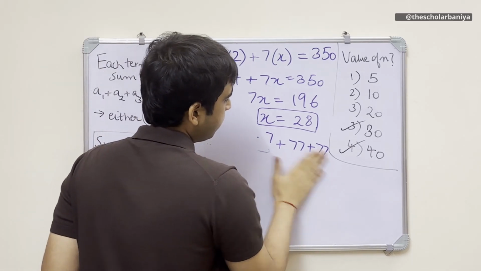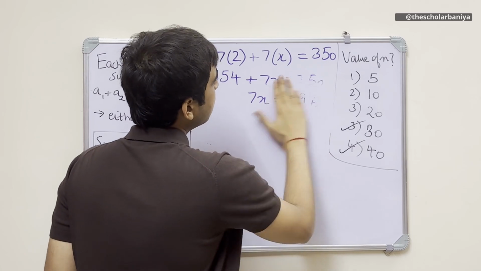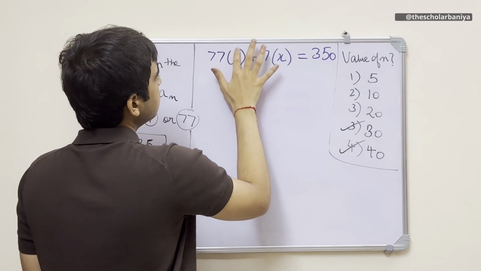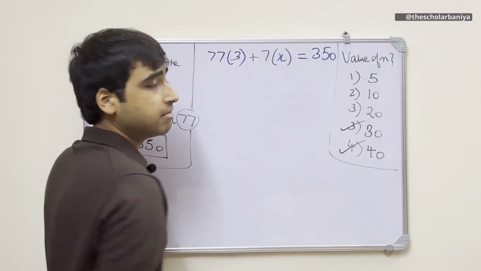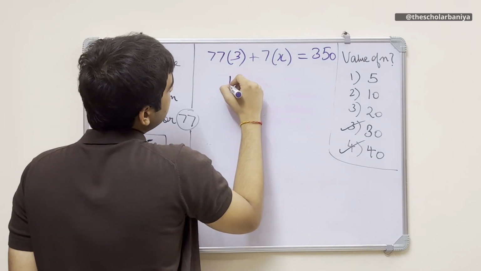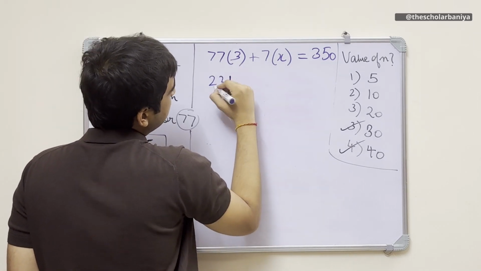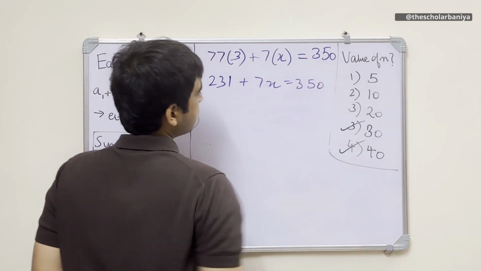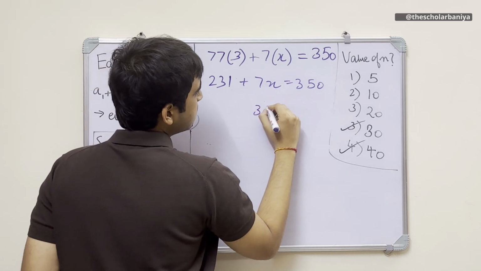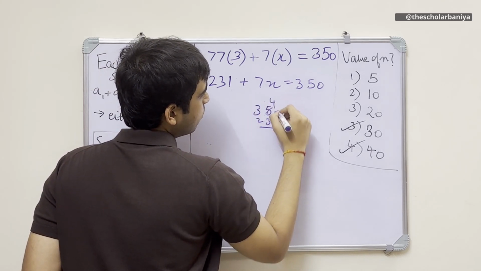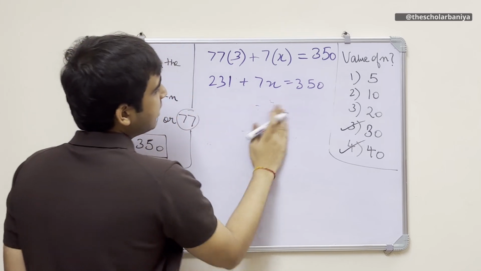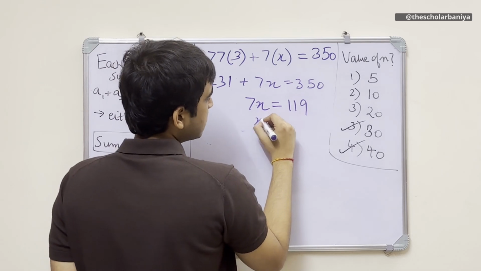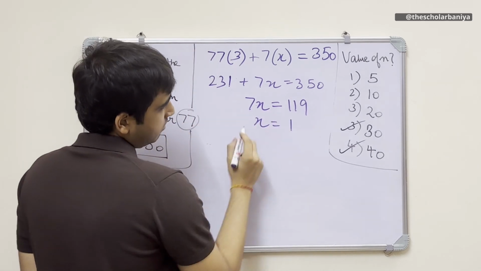Okay, perfect. Now let's try to take 77 into 3. So what is 77 into 3? It is 231, right? Plus 7x is equal to 350. So what is 350 minus 231? This is 119, right? So that means 7x is equal to 119, so x will be 17.